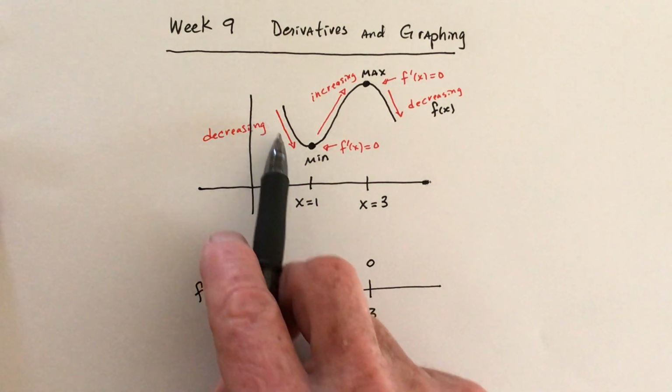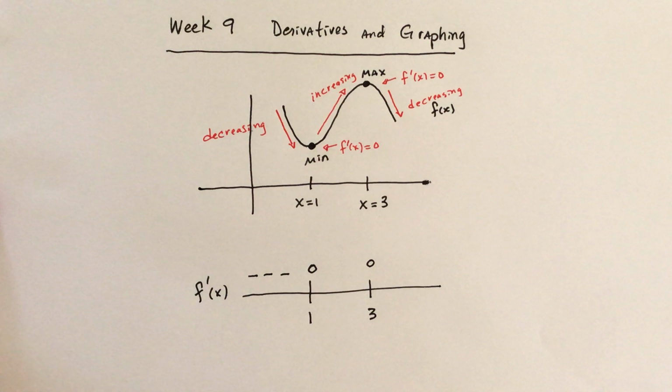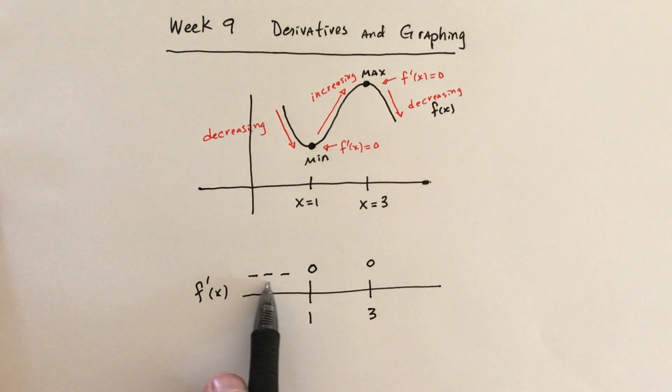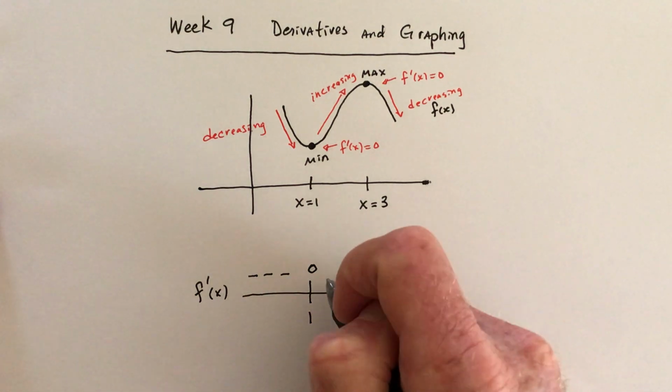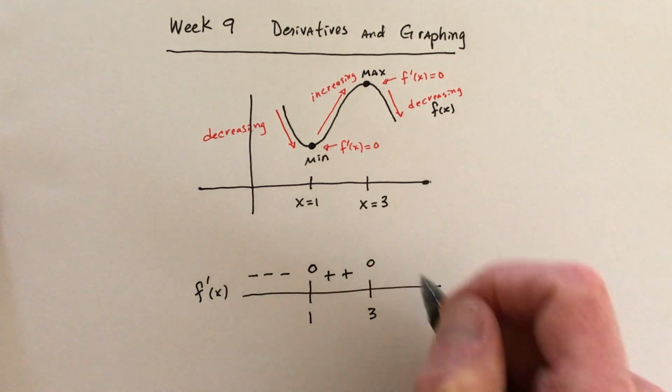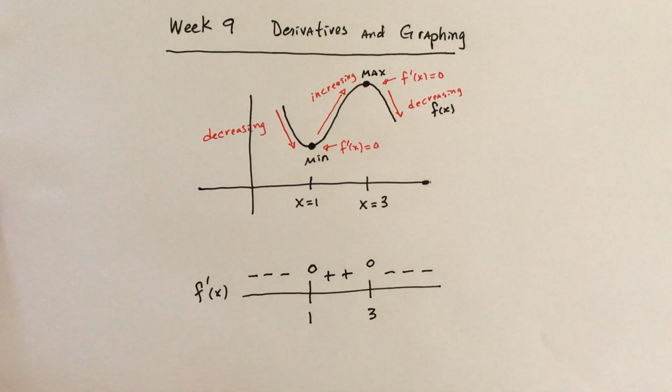Okay, when it's going down, the derivative is negative. So over here, the derivative would be negative. I'm not even paying attention to what negative number it would be, but negative derivative means it's going down. And then positive derivative means it's going up. And then negative derivative means it's going down.